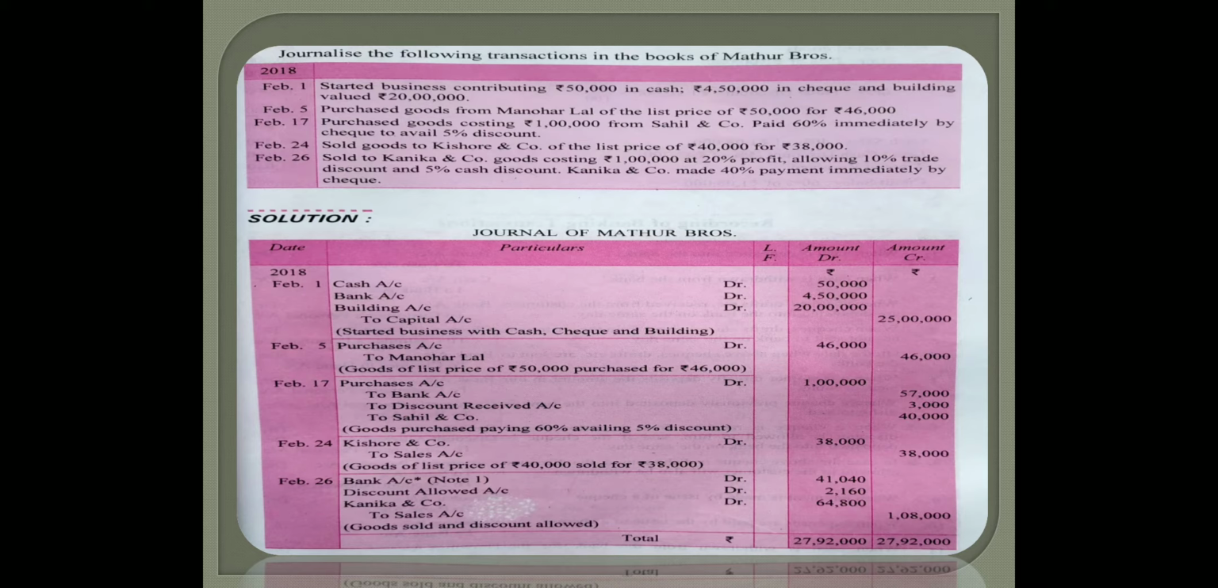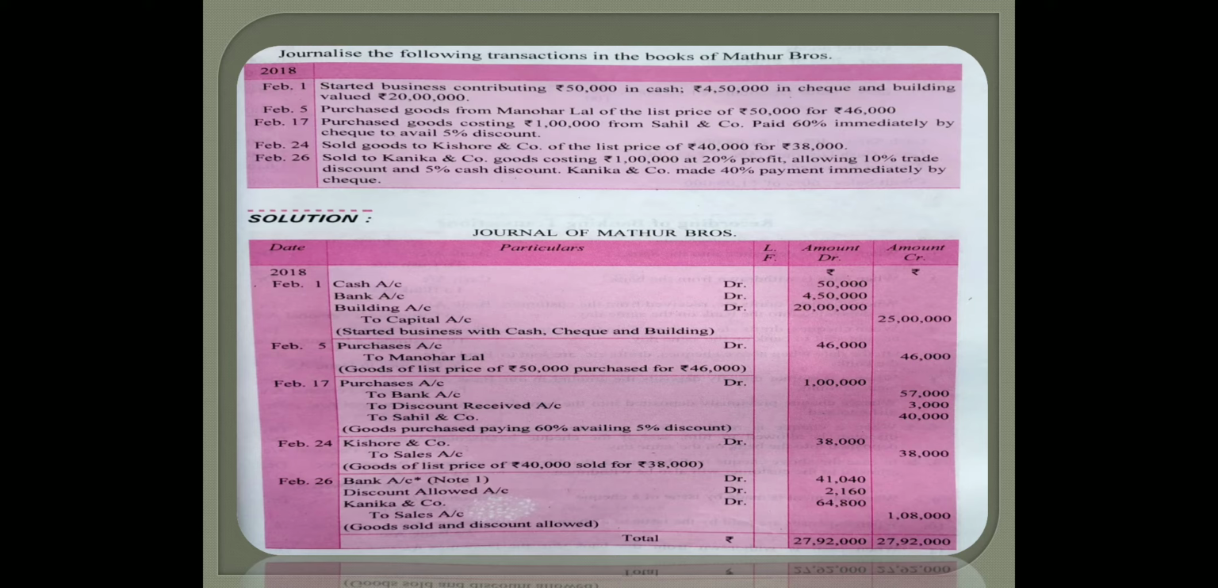On 26 February, sold to Kanika and Company goods costing 1 lakh rupees at 20% profit, allowing 10% trade discount and 5% cash discount. Kanika and Company made 40% payment immediately by check. This is the most important entry. Now we will see how we can solve this.